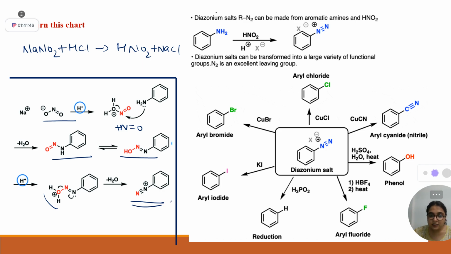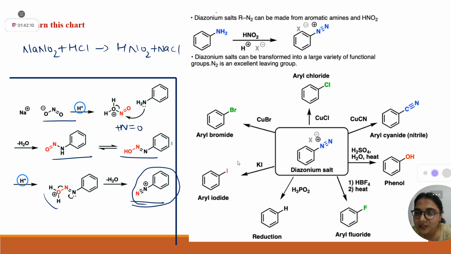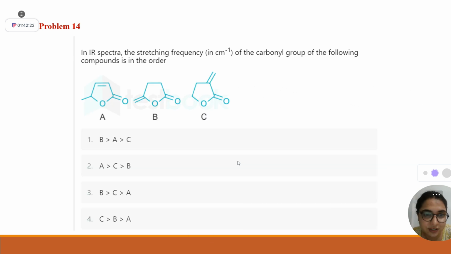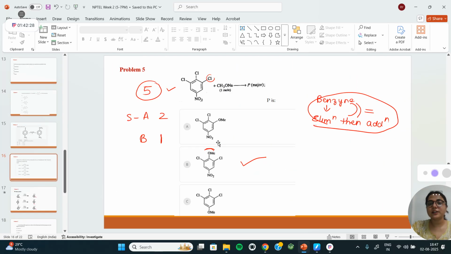This is a very important precursor for functional group transformation. Yes or no? So you should remember this chart. These are your answers. You can check, the answer to the homework is also given. But I request everyone to solve by yourself, then see the answer. Please don't cheat. If anyone has any doubt, you can ask.